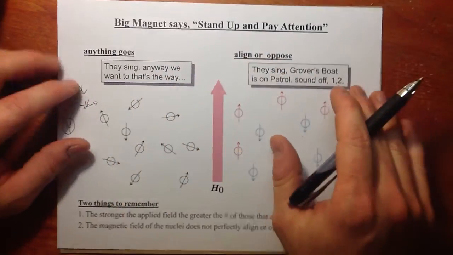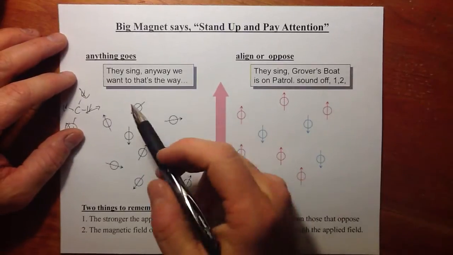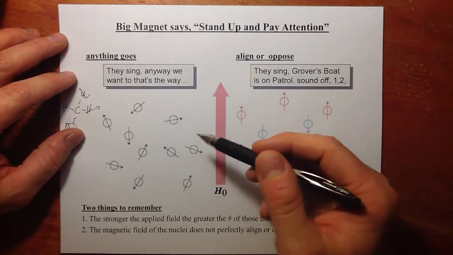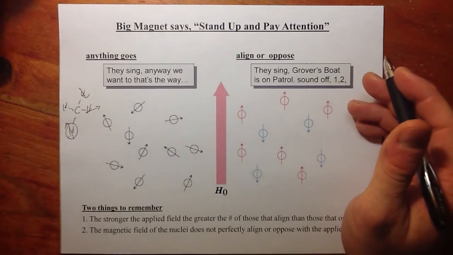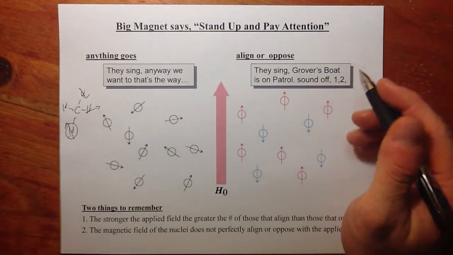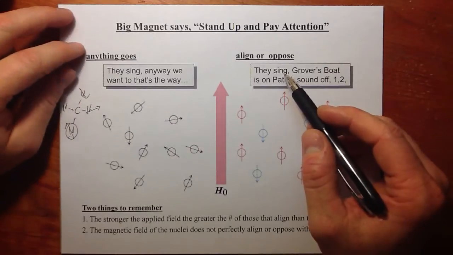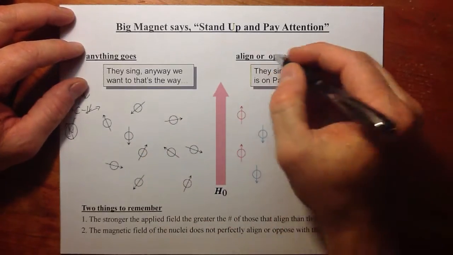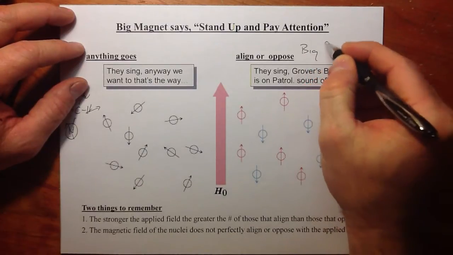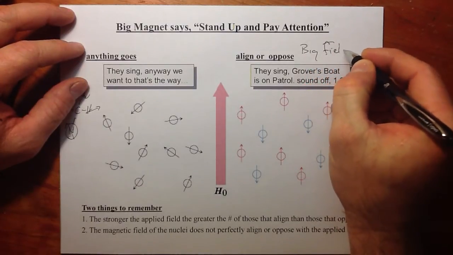That's where the instrument comes into play. So they sing any way they want it. That's the, any way you want it. That's the way you get it, or whatever that song goes like.